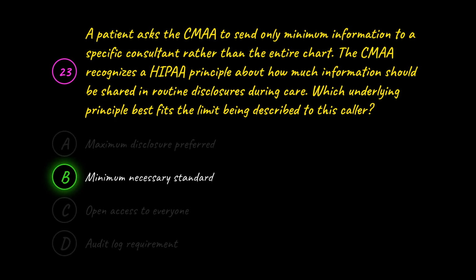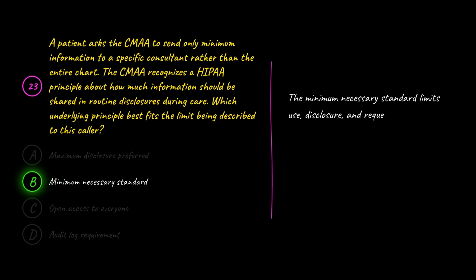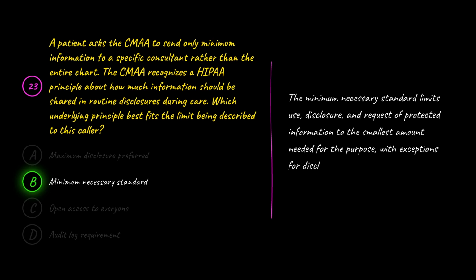The correct answer is B. Minimum necessary standard. B is correct because the minimum necessary standard limits use, disclosure, and request of protected information to the smallest amount needed for the purpose, with exceptions for disclosures to the patient and to providers for treatment under federal rules.